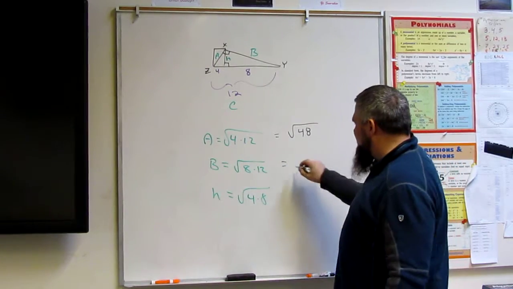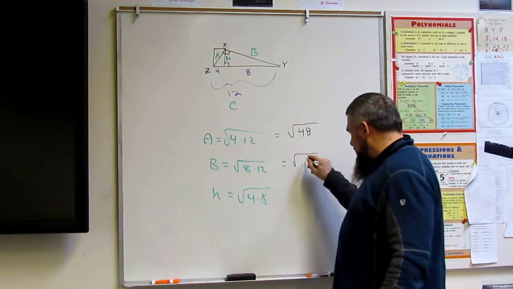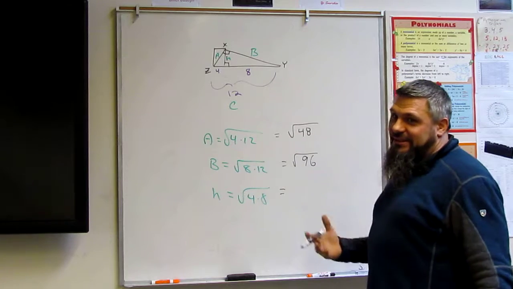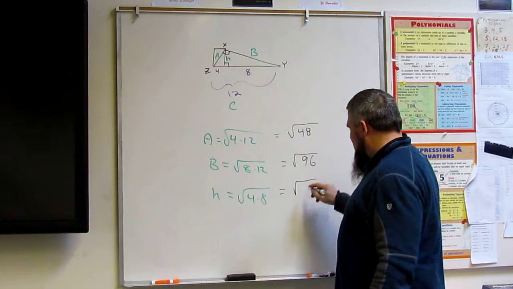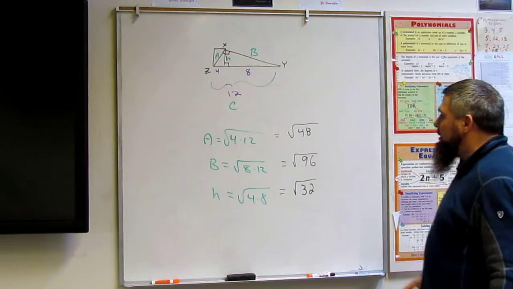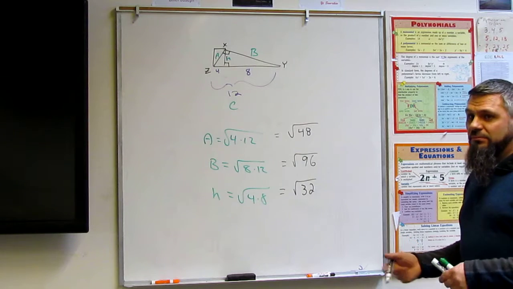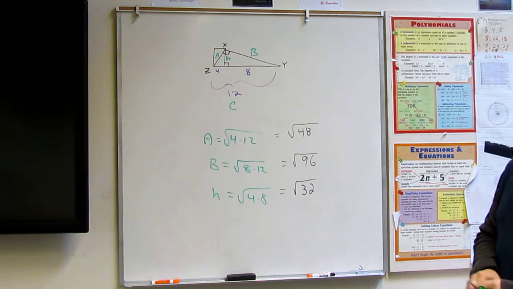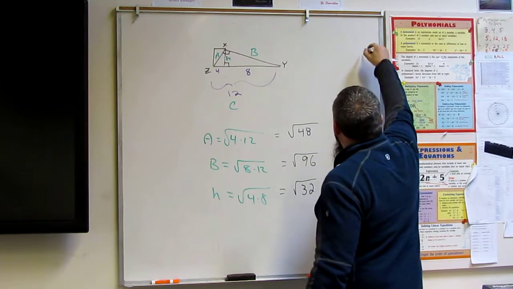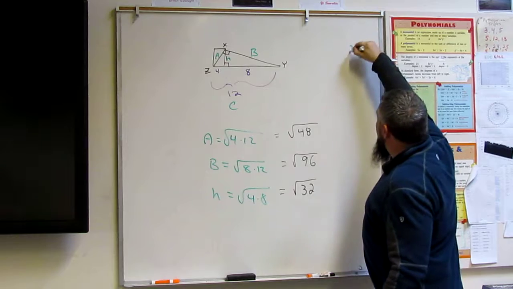B would equal the square root of 96. Very good. And C? It's not 32. Yes. Okay? And then what we would do is break each one of these down. I know. Isn't that lovely? So to break 48 down, we say 48, right? 2 goes into 48 how many times?